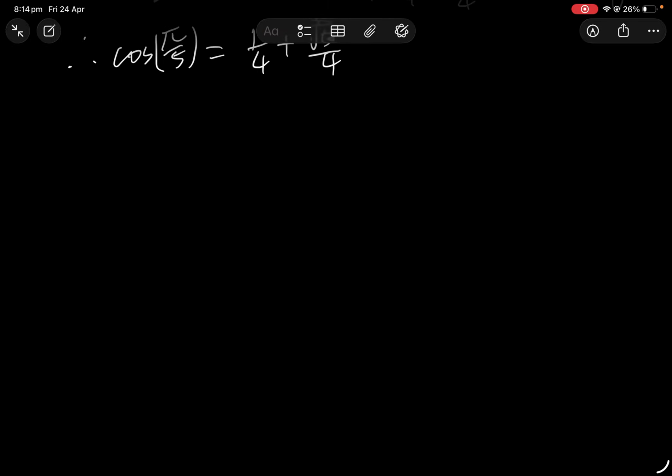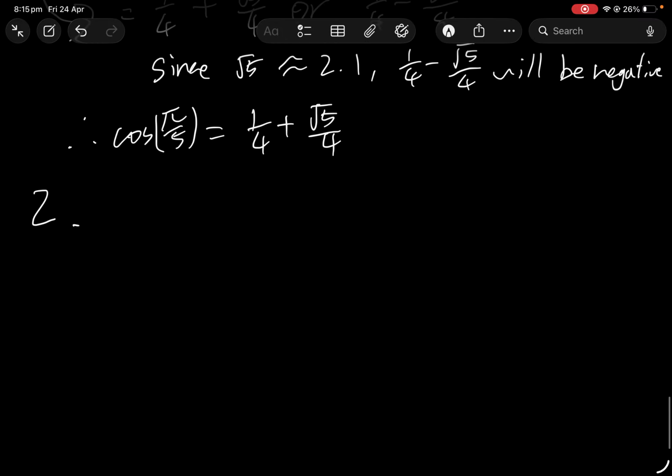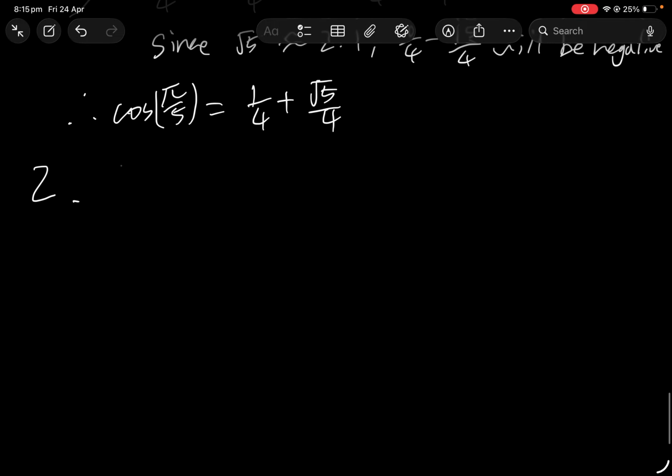Now I will start on question 2 for trigonometric functions and identities. Okay, now question 2. It says prove each of these identities. Okay, so prove.